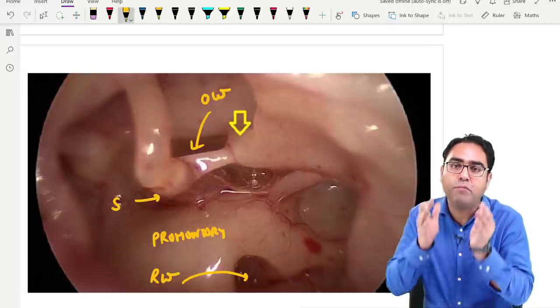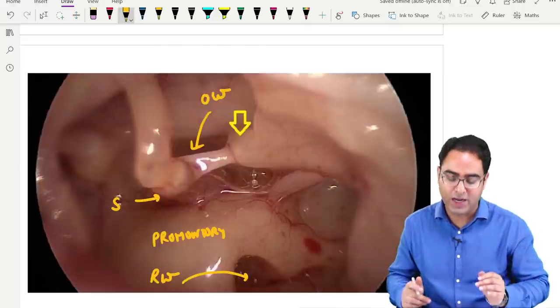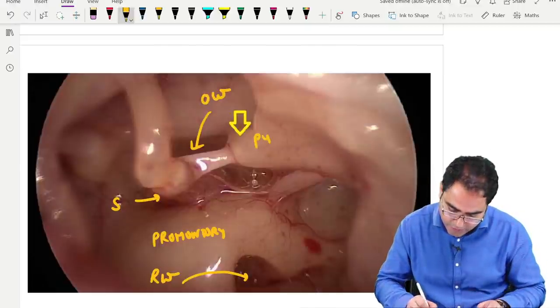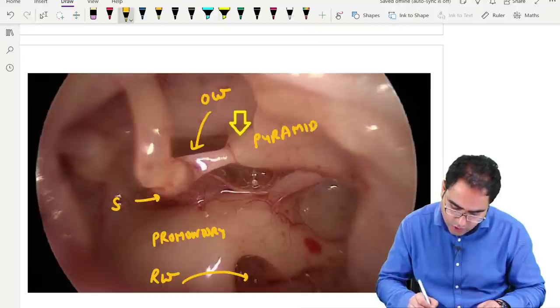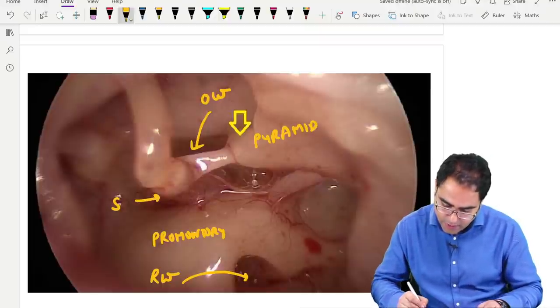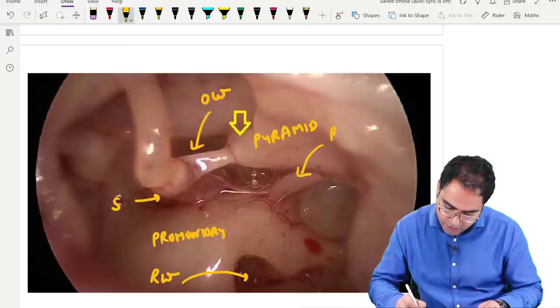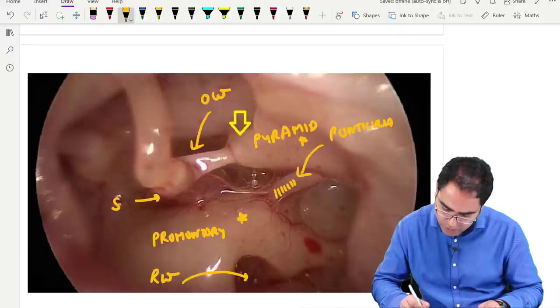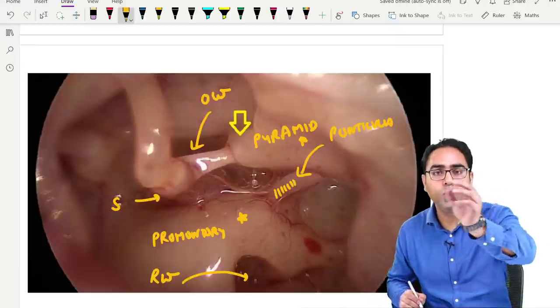Promontory is the projection of the basal turn of the cochlea on the medial wall of the middle ear. This is the pyramid. I hope you remember, this is the ponticulus. Ponticulus is from promontory to pyramid. Can you see this ponticulus?